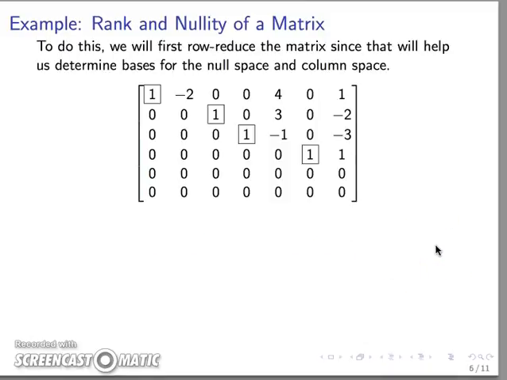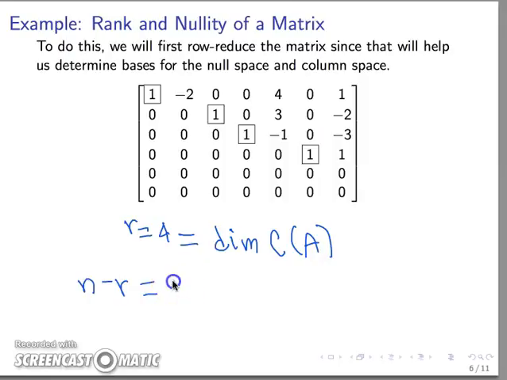And if we calculate the RREF of this matrix, then we find that this matrix is row equivalent to this RREF matrix, which has 1, 2, 3, 4 leading ones. In this case, we would say that r equals 4. So this is exactly the dimension of the column space of this matrix, and that's also called the rank. And in this case, n minus r would be 7 minus 4, which is the dimension of the null space of the matrix.